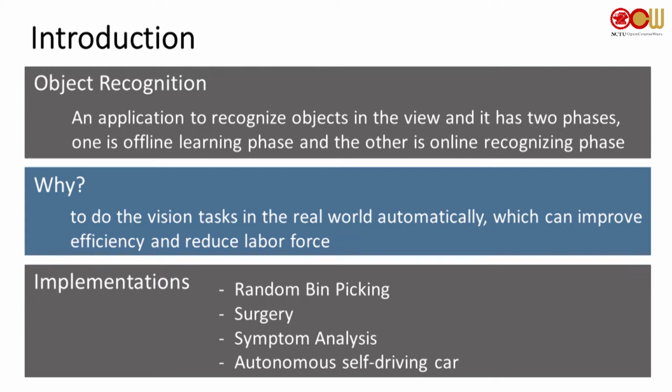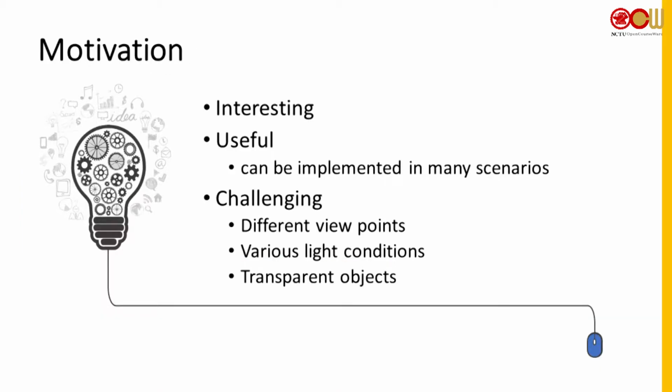We can also use this in the medical area, like helping a doctor to do surgeries or symptom analysis, like analyzing cardiovascular disease or other cancers. And most importantly, it can be used in autonomous self-driving cars, for example, like Duckietown. So this is our motivation to do this project, because we think object recognition is really interesting and really useful because it can be implemented in many scenarios.